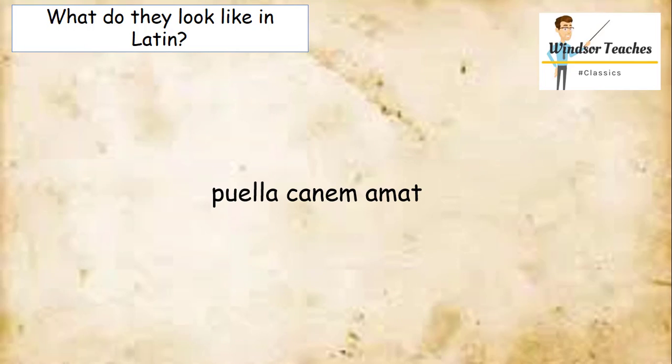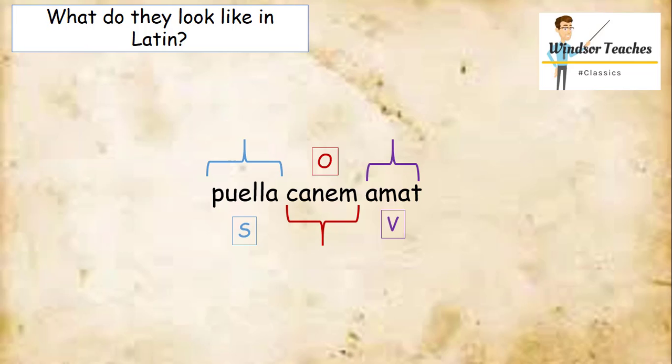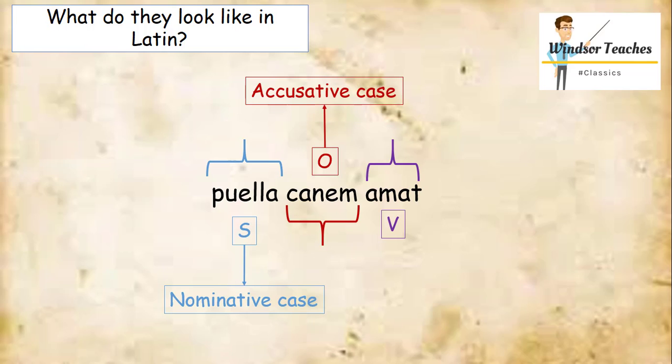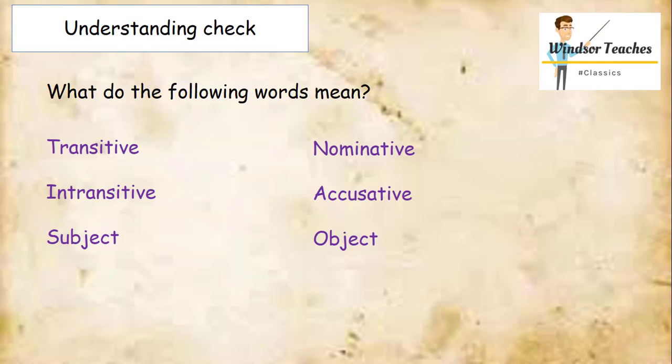So let's think about this sentence a little bit more. So we've got our subject, we've got our verb, we've got our object in the middle. Now, in Latin linguistic terms, if something is the subject, that means that it is in the nominative case. If it is the object of the sentence, that means it is in the accusative case. Okay, so let's review what we have been told so far in this video. So if you want to pause the video and have a go at finding the definition for each of these key words, please.